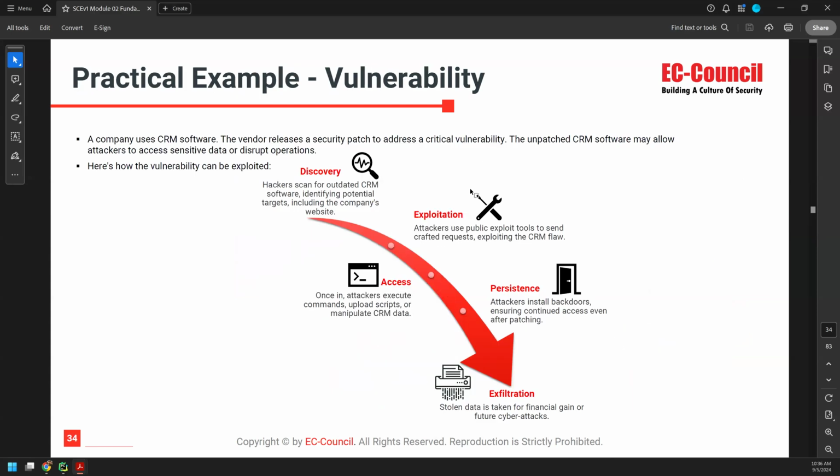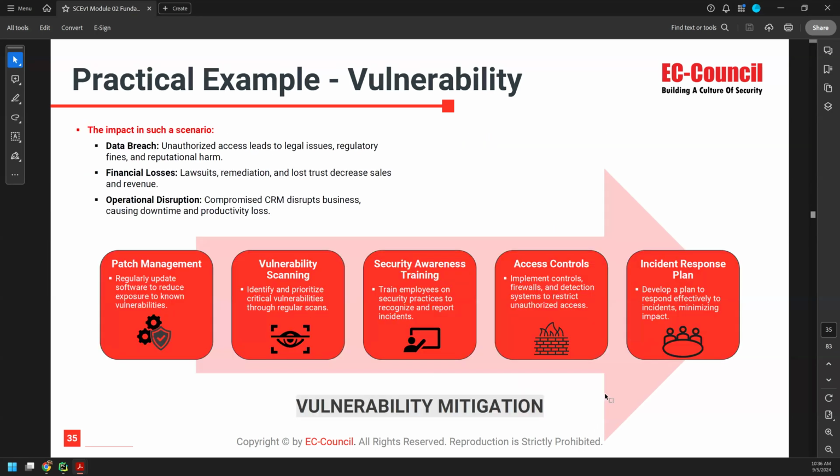So here's a good example where they found an outdated CRM software. From that, they can exploit it to get crafted responses and access, and once they get in there, manipulate that CRM data. And then they develop persistence or backdoors. Even after you've patched the system, they've already set up a backdoor, and now they can start to exfiltrate that data, sending it out for either financial gain or even some other type of cyber attack that they can go deeper on.